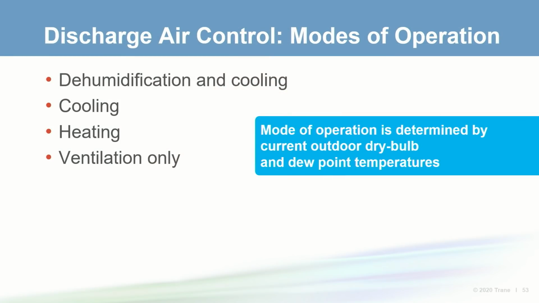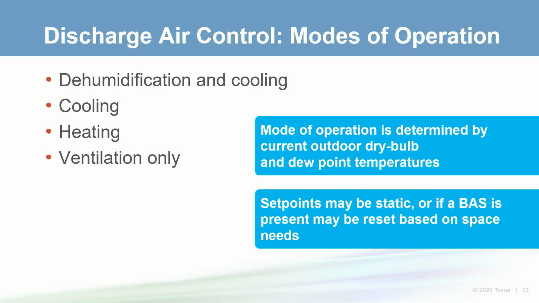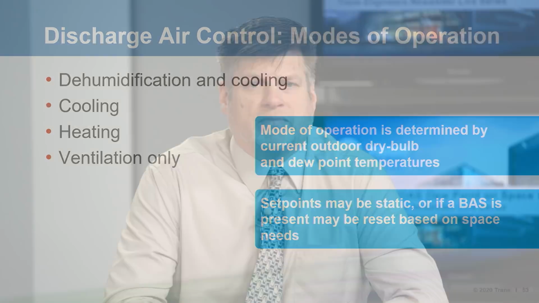Each mode of operation will have different discharge air set points. For buildings without a building automation system, these discharge air set points are static for each mode. Or in a building with a BAS, these set points can be reset, determined by polling the zones served by the ventilation system. Let's look at these modes of operation on the psychrometric chart.